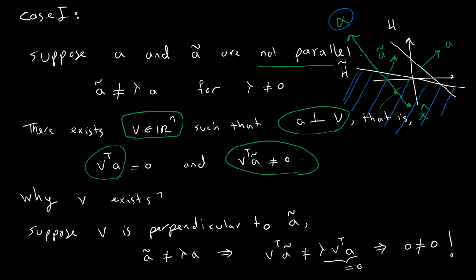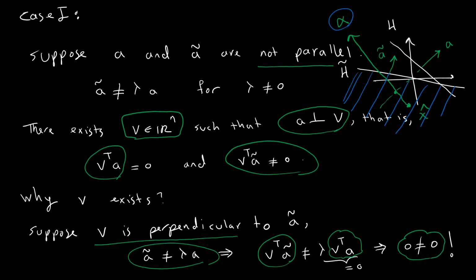So suppose V is perpendicular to A tilde as well. We know that A tilde is not equal to lambda A. If we multiply by V, we get V transpose times A tilde equals lambda V transpose A. And because we know that V is perpendicular to A, we get 0, and if V also is perpendicular to A tilde, we get 0, and we get 0 not equal to 0, which is a contradiction.